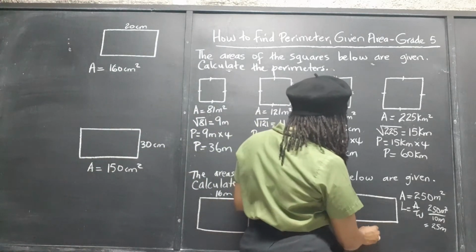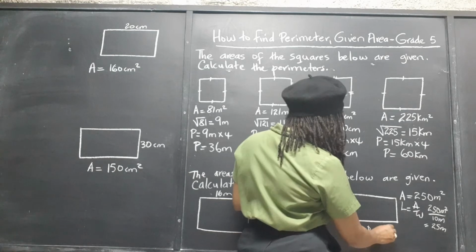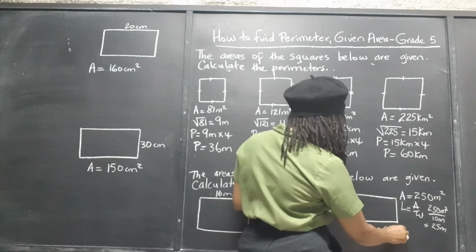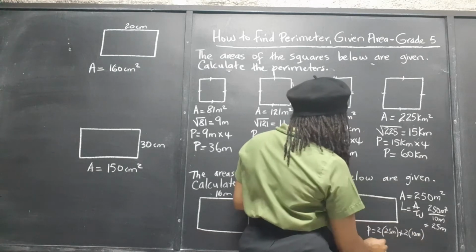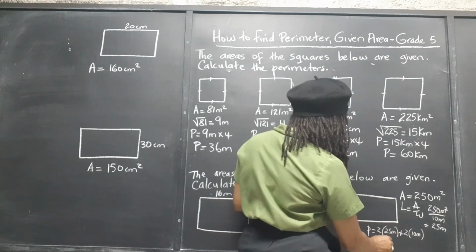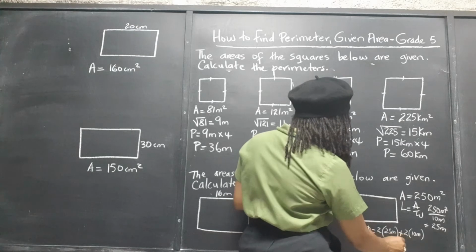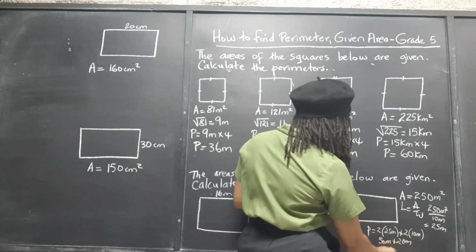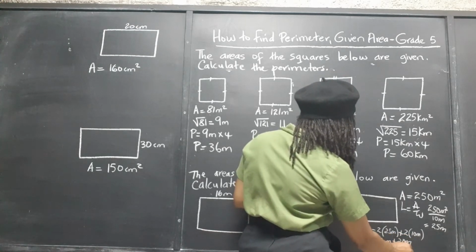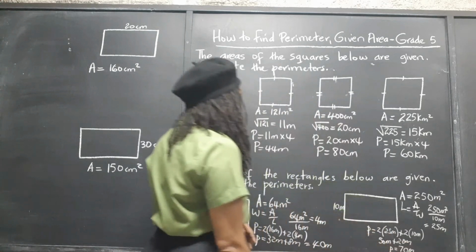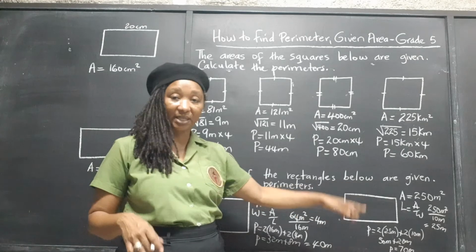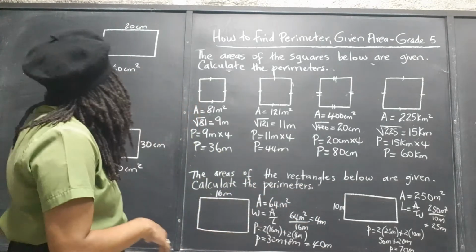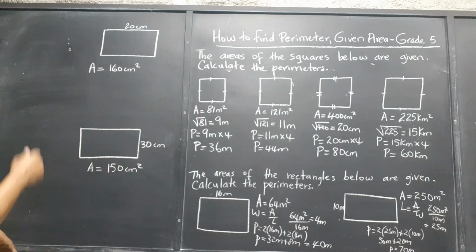Therefore, the perimeter is 2 times the length plus 2 times the width, and that's 50 meters plus 20 meters. So the perimeter is 70 meters. And remember, area is in squared units, perimeter is in single units. All right.